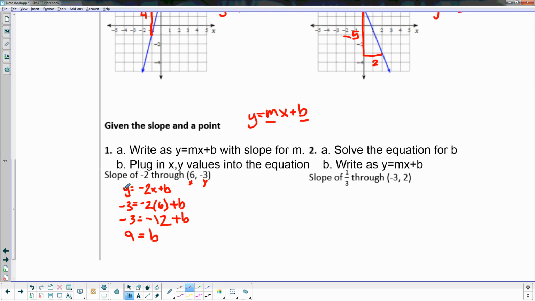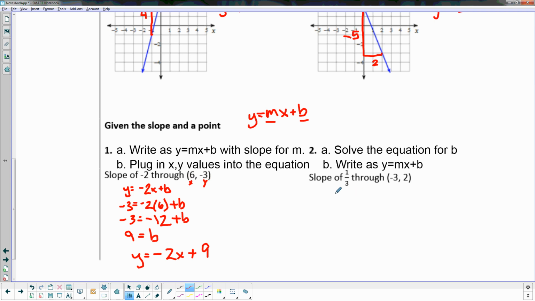So I'm left with all this that I had up top, and I'm just going to replace the 9 with b. My slope is negative 2, and my y-intercept is positive 9. So we get y equals negative 2x plus 9. And there we go.